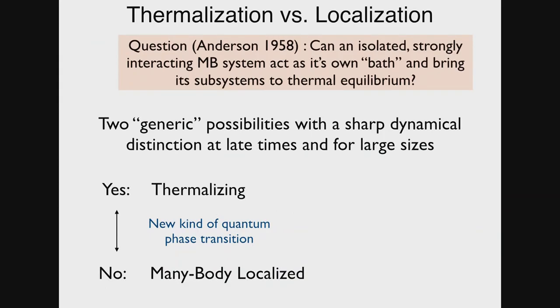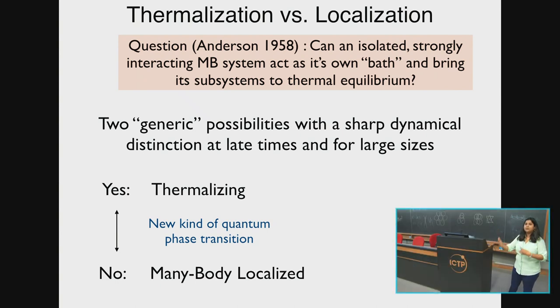So this is Anderson's question, which is, can an isolated, strongly interacting many-body system act as its own bath, if you will? There's no external bath, but can the system act as its own bath in some way that I'll make precise in a bit, and bring its subsystems to thermal equilibrium, okay? And from what we know now, there are two generic possibilities with a sharp dynamical distinction at late times and for large sizes. So we have two answers to this question at a very coarse-grained level. The distinction between these is only sharp once you take these limits of long times and large sizes. And the two answers are, yes, the system is thermalizing, so it does eventually reach thermal equilibrium at late times. And no, which is the system is many-body localized.